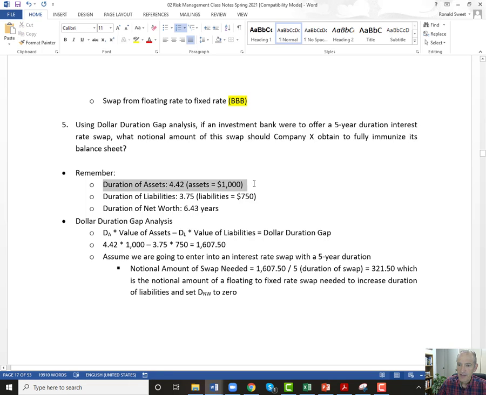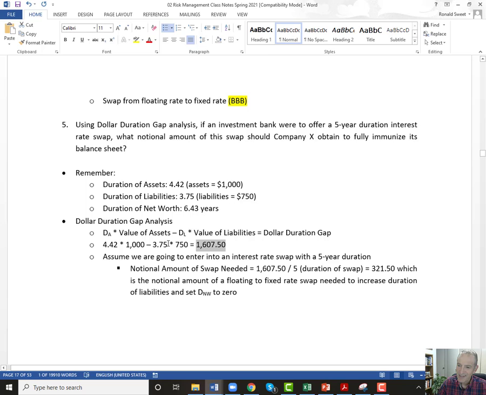So remember, our duration of assets was 4.42 years. Our assets were $1 billion. Our duration of liabilities was 3.75 years. So our liabilities were 750. Our duration of net worth was 6.43 years. So the dollar duration gap analysis is duration of assets times the value of assets minus duration of liabilities times the value of liabilities. Real simple. So 4.42 times $1 billion minus 3.75 times 750. The dollar duration gap that we have is $1.6 billion. I think this is billion.